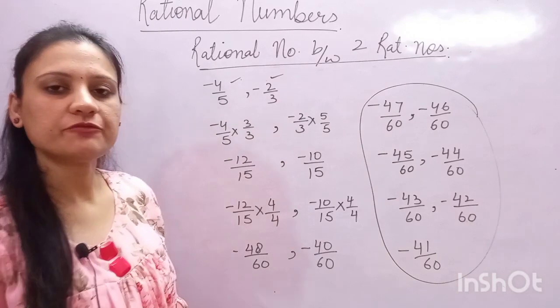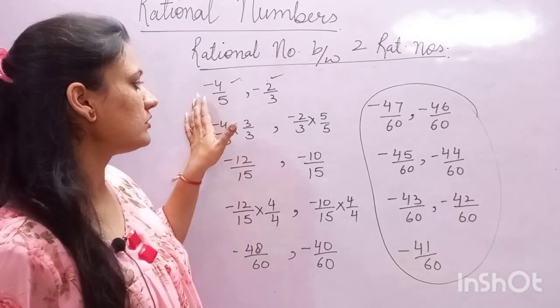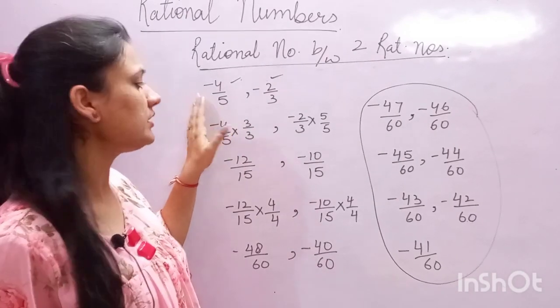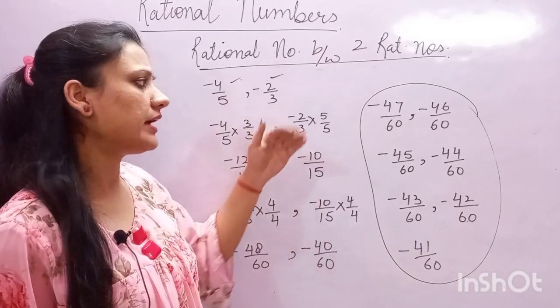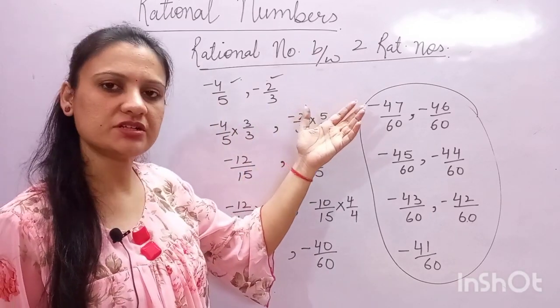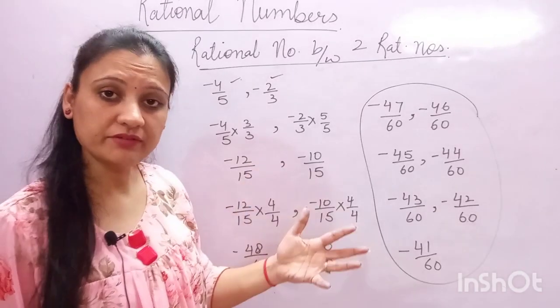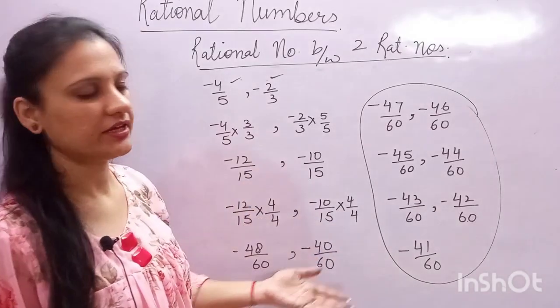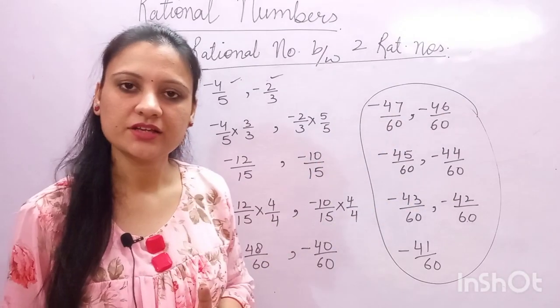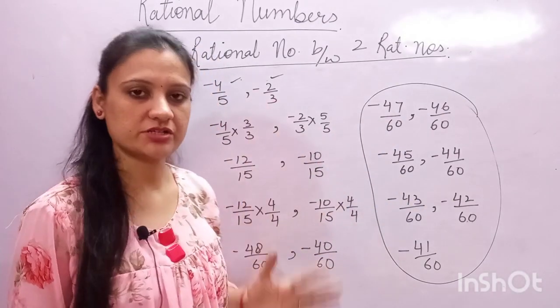Right? So what you have to do is convert them into like rational numbers, so the denominators are the same. And suppose they ask you to find 3 rational numbers, multiply with 4. If they ask you to find 5 rational numbers, multiply by 6, and you can easily find them, right? So this is all about rational numbers.